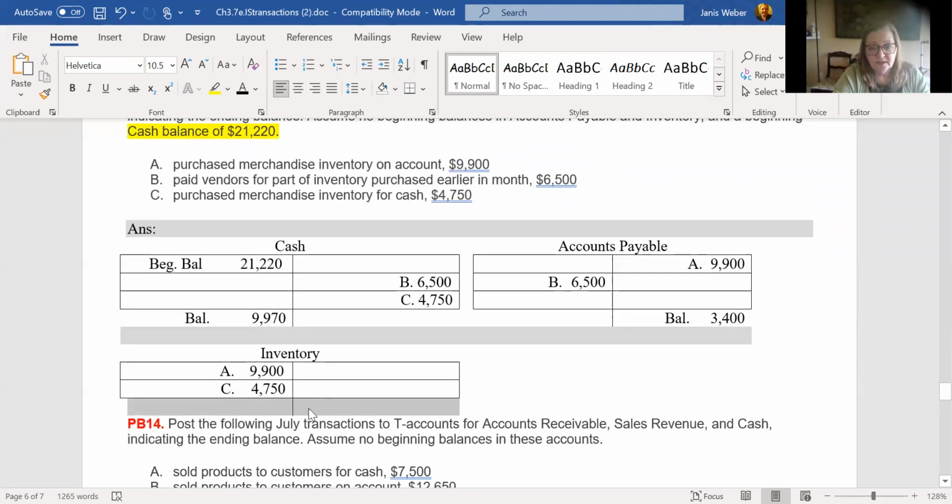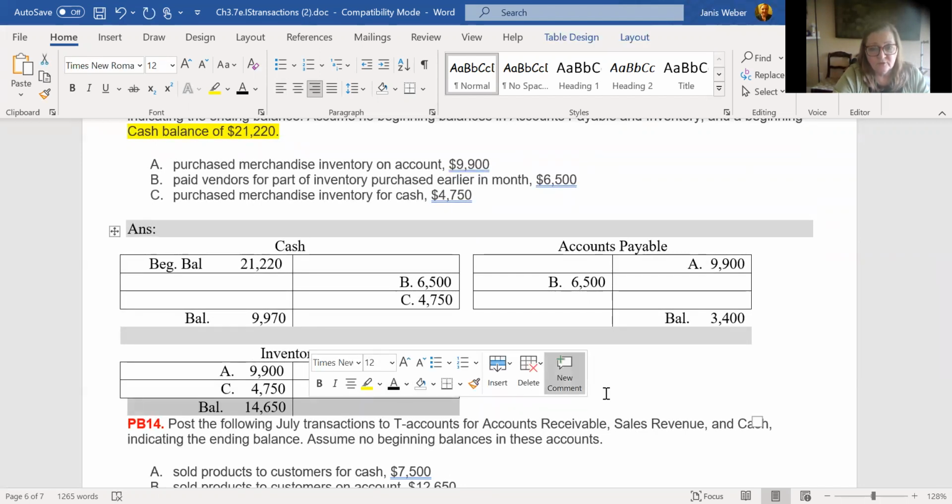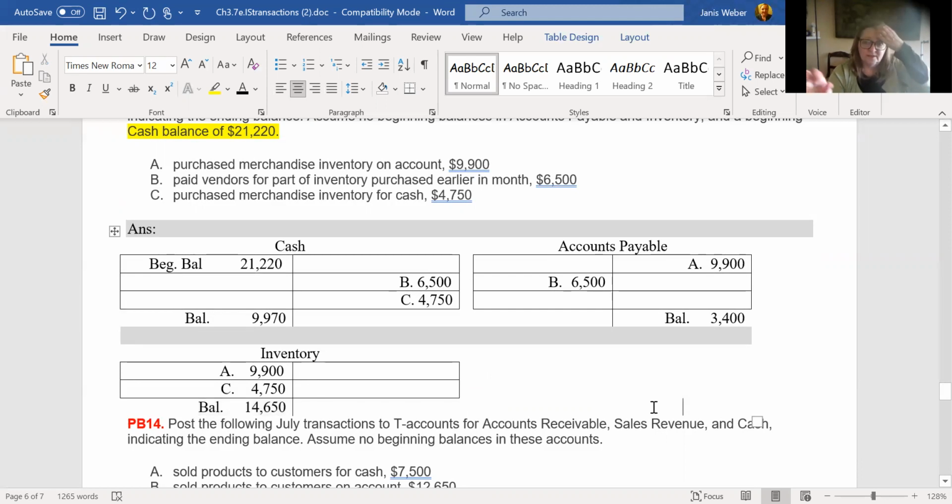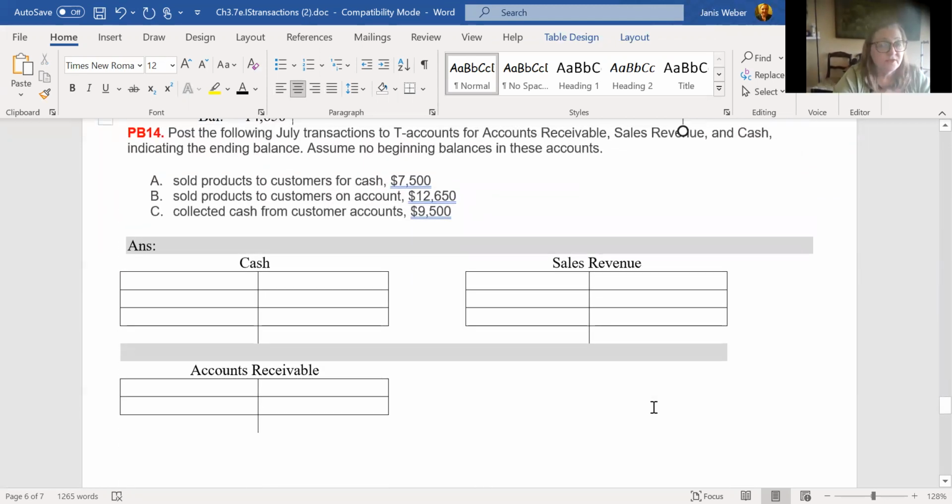Inventory has an ending balance. It's a debit of 14,650. Accounts payable has a net ending balance of a credit 3,400. Then you've got the same kind of thing. You sold products to customers for cash, you sold products to customers on account, and then you collected some of the customer accounts. So take a second, see if you can get those to come out correct.